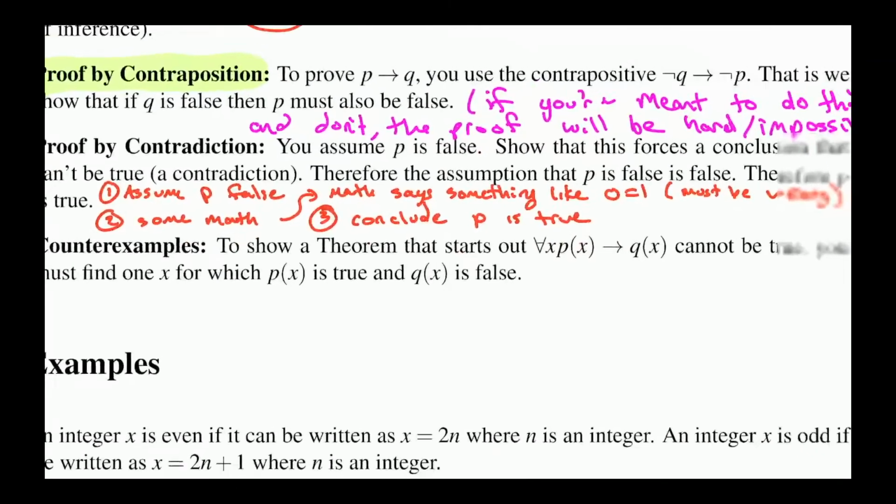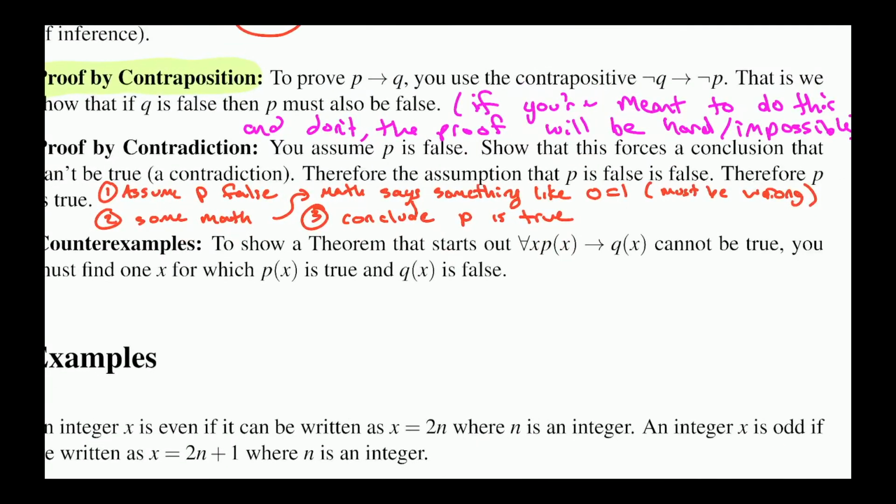I'll say that again. You make an assumption. You do some math. You reach a conclusion that must be wrong. So your conclusion is wrong. But your conclusion followed directly from this assumption. So this assumption must be wrong. So if the assumption is wrong, then P must be true.